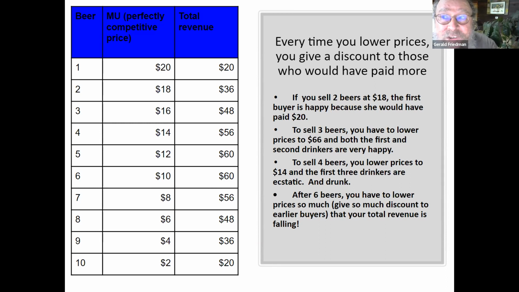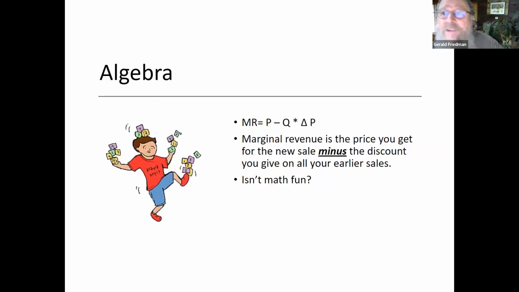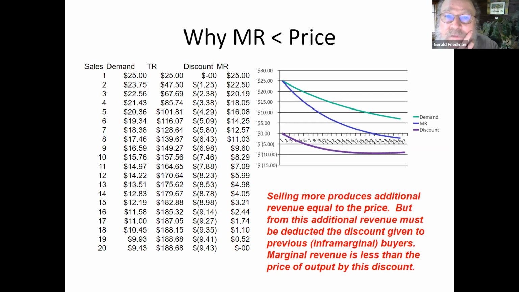You had to give so much in discount to the people who are already drinking that you're not actually getting any more revenue. You're just paying more because you're laying out more marginal cost. Your marginal revenue is the price minus the change in price to everybody else. So why is marginal revenue always less than the price? Because you're always having to give a discount to the people who are going to buy anyway. Isn't economics fun? I mean, isn't this a really cool idea, marginal revenue?